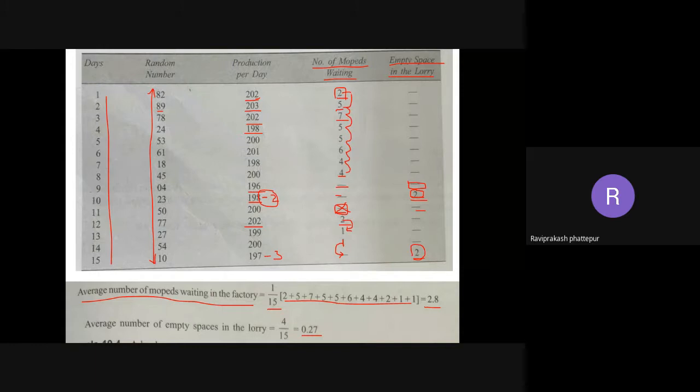Okay, and when they are waiting, in the sense after filling of the truck only, they will be waiting, right? So there will be no empty space in the vehicle. When it goes down and there are no waiting vehicles, then only there will be empty space. So here 2 and 2 only is there. Any difficulty here, students, in understanding?